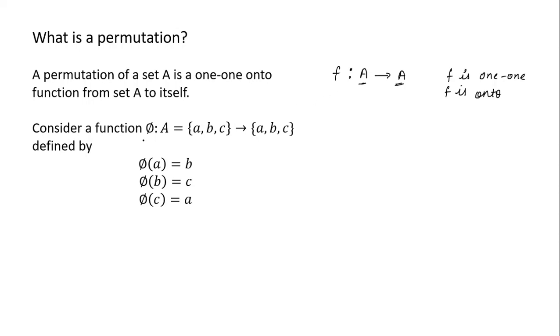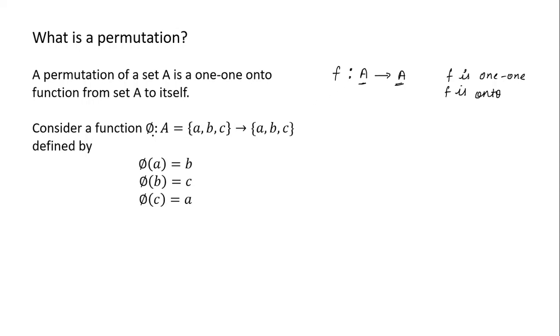So let A be any set and let f be any function from A to A. Then if f is 1-1 and f is onto, that is, f is a bijective function from the set to itself, then we will say that f is a permutation on A. Now let us see an example.